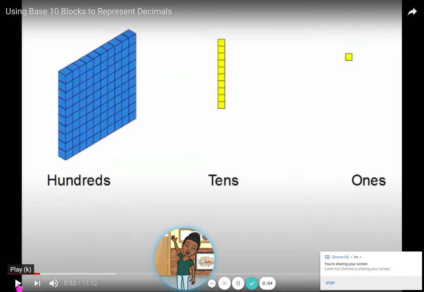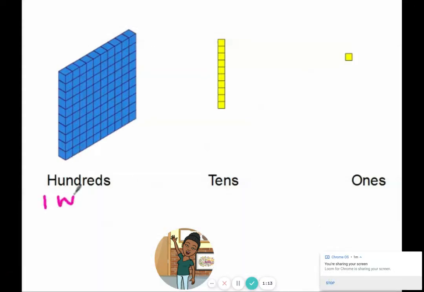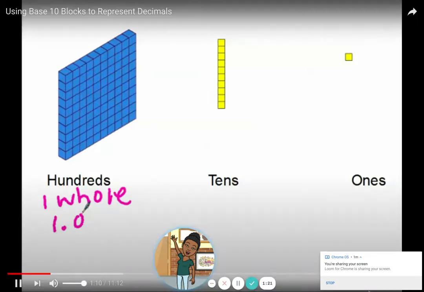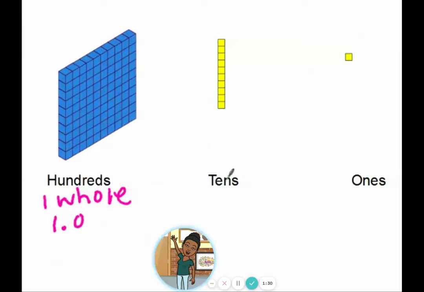Let's discuss how we can use these base 10 blocks to represent decimals, to represent part of a whole number. Our whole is our hundredths block. When we're using base 10 blocks to represent decimals, we're going to use the hundredths block as our one whole. In this case, it's going to be 1.0. One whole is one whole number. Therefore, each individual unit, of which there are 100 in a hundredths block, makes up one whole.